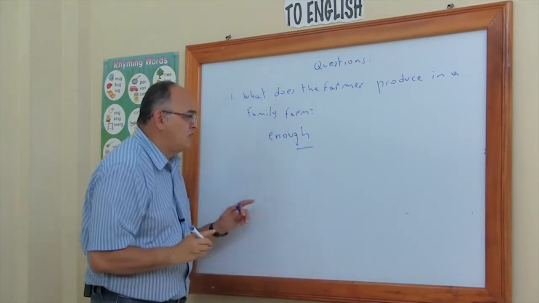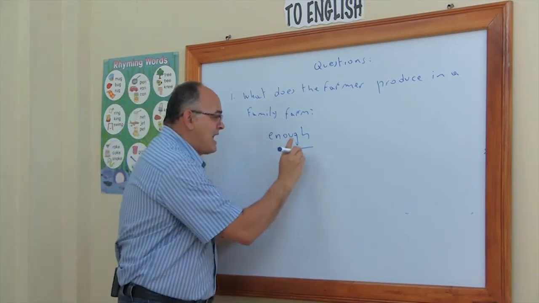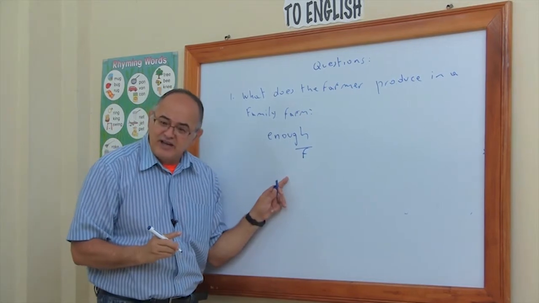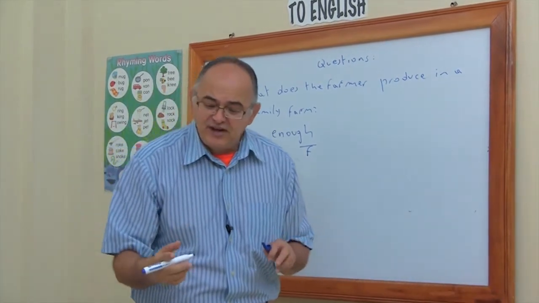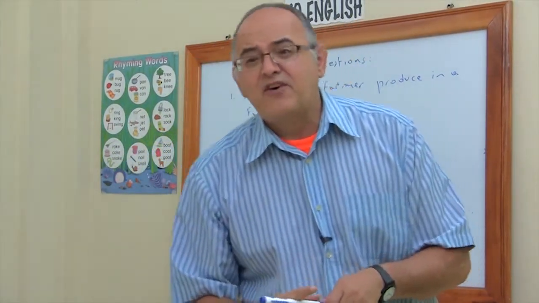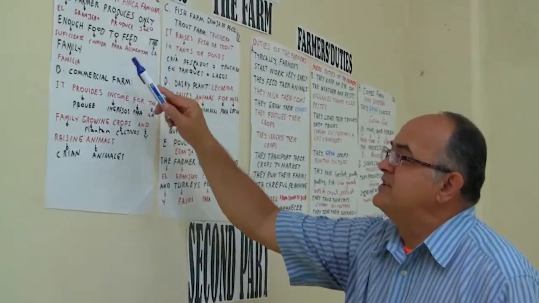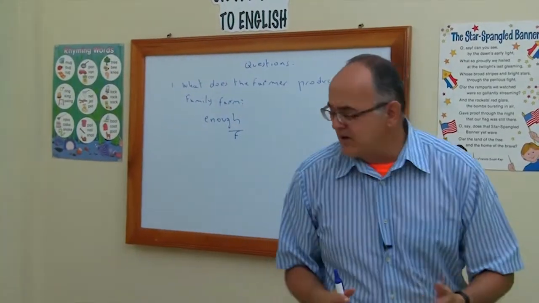Normally we pronounce GH as F, we say enough, okay? Repeat, enough, enough. So the farmer produces enough food to feed the family. Okay, this is what we call the family farms.